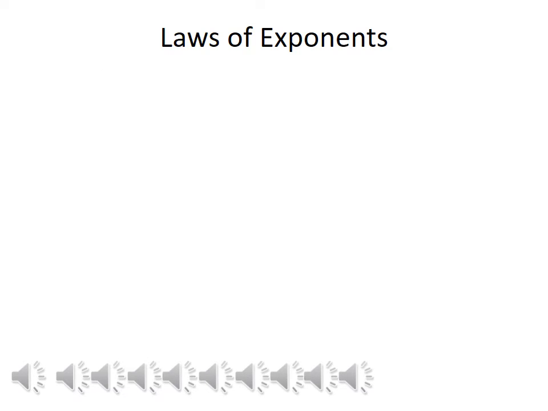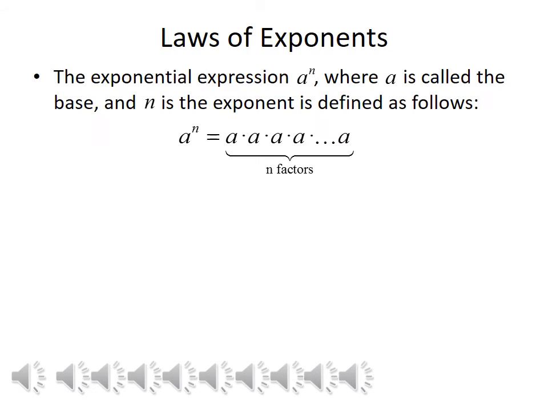So all values of x except for 1/2 would give us a number when we plug them in. Now let's talk about some laws of exponents. To begin with, the exponential expression a raised to the n power, where a is called the base and n is the exponent, is defined as follows. A to the n power is equal to A times A times A times A, where A appears n times.